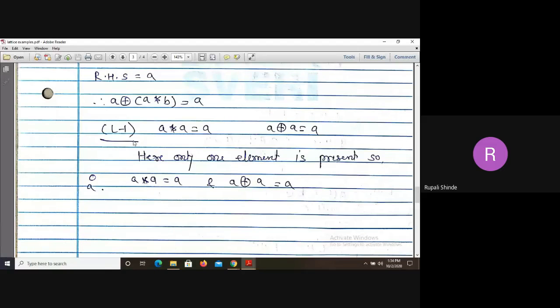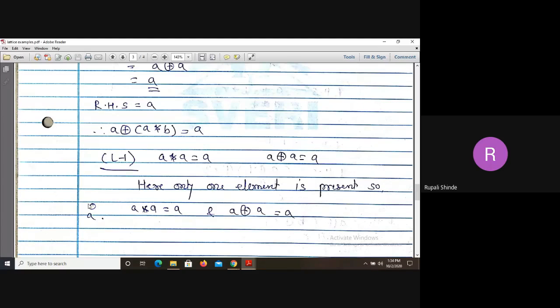So consider this example, the first property L1. What we have written is A star A equals A, and second property A XOR A equals A. So here consider this element A. In this lattice there is only one element, that's why greatest lower bound and least upper bound for that element will be same element.